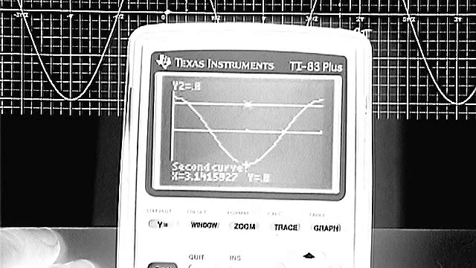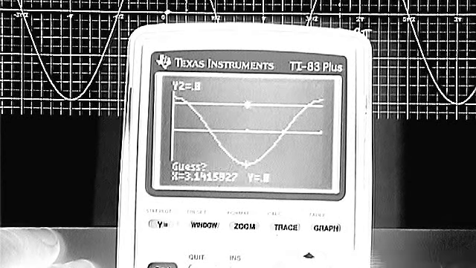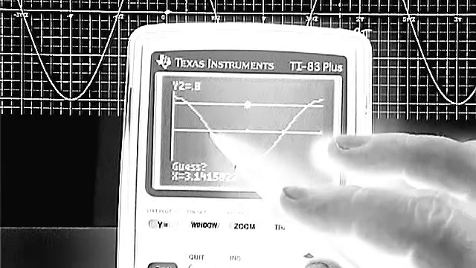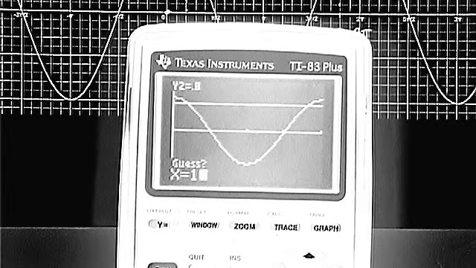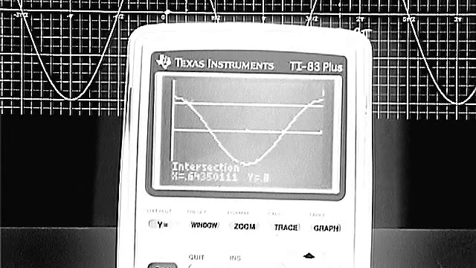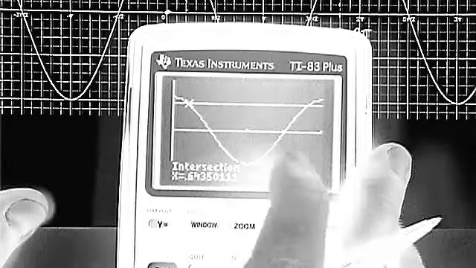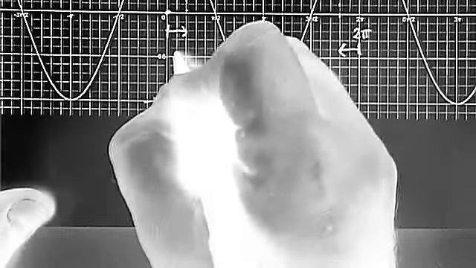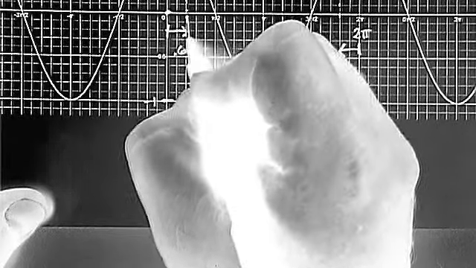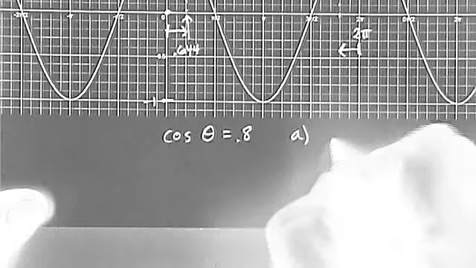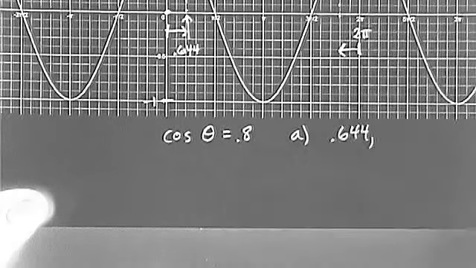First curve is the cosine. Second curve is y equals 0.8. That's 1.57 right there. That's pi over 2. So I'm going to go with 1 for my guess, and that'll throw me over to the left side, to the 1 on the far left. 0.644. Okay, so 0.644 is the approximate solution for that one right there. So that's one of my specific solutions.